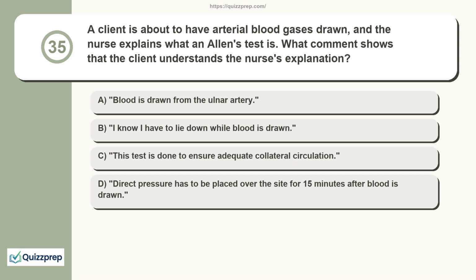Question 35. A client is about to have arterial blood gases drawn, and the nurse explains what an Allen's test is. What comment shows that the client understands the nurse's explanation? Blood is drawn from the ulnar artery. I know I have to lie down while blood is drawn. This test is done to ensure adequate collateral circulation. Direct pressure has to be placed over the site for 15 minutes after blood is drawn.